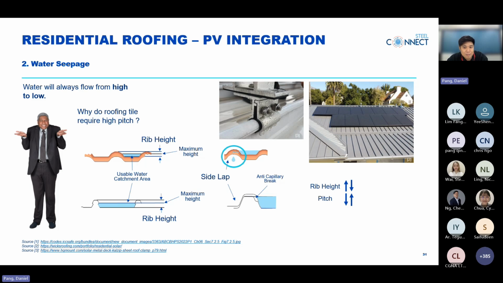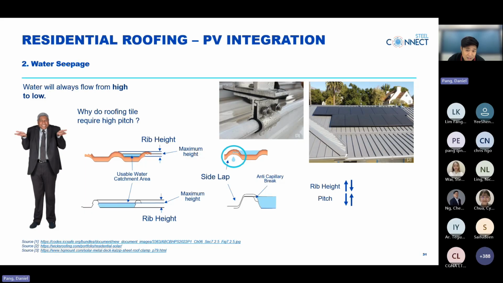Now we have to look at a different part, which is the side lap of these two profiles. With this side lap, we add some water, as you can see here. Now we can see clearly, if the water rises above the side lap profile, the water will actually leak. Hence tile roof must have a steep pitch. Whereas a steel roof has this anti-capillary break design which prevents water from seeping in even though it's above the side lap.